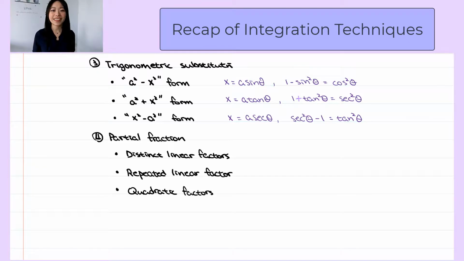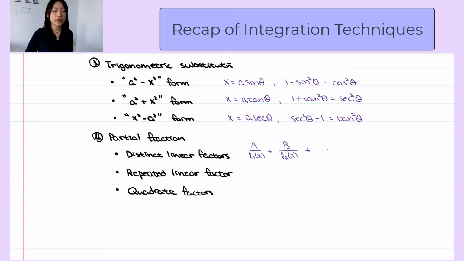And finally, the last technique, partial fractions. If the denominator contains distinct linear factors, using the partial fraction decomposition, we can write that as a constant over the first linear factor plus another constant over the second linear factor. And you do the same for all the linear factors.